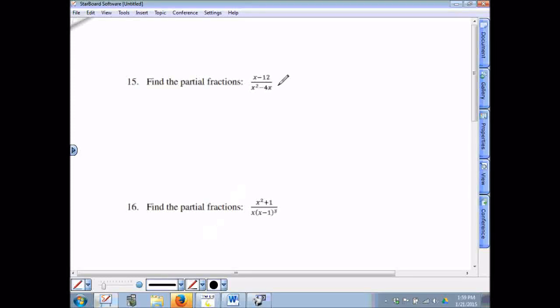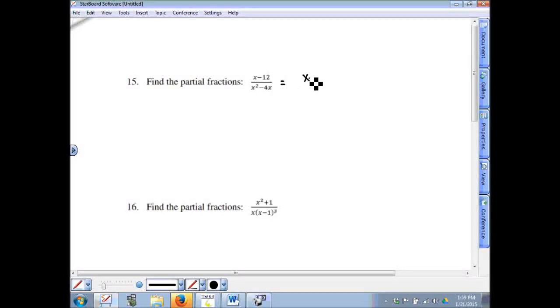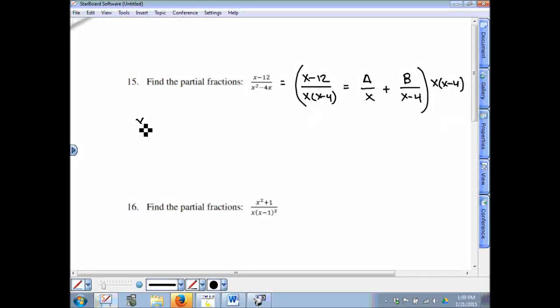Question 15. Find the partial fractions. So we need to factor the denominator. X times x minus 4 has two partial fractions because there are two unique factors in the denominator. If you multiply both sides by the LCD, that's going to result in the equation x minus 12 equals a times x minus 4 plus b times x.